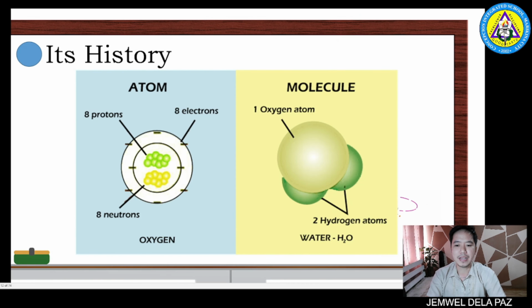Atom on your left side is described by having only one and unique type of element or atom, while molecule is made up of two or more atoms. Like what you are seeing on the screen, atom is only made up of one single, unique type of atom, while molecule is the combination of two or more atoms.